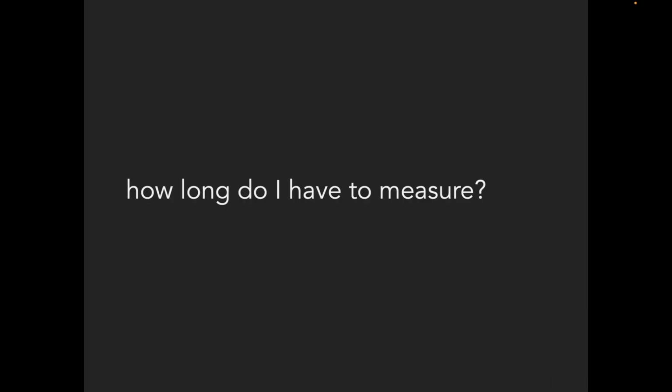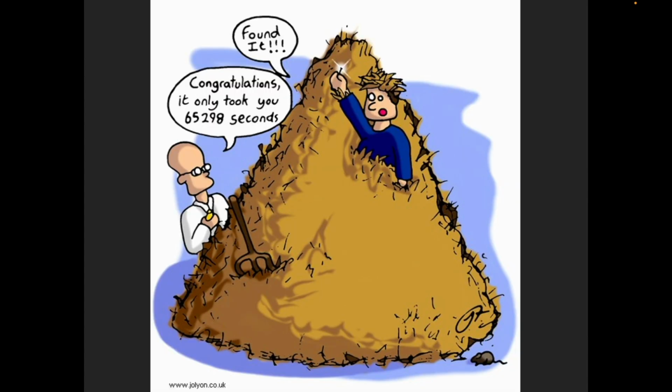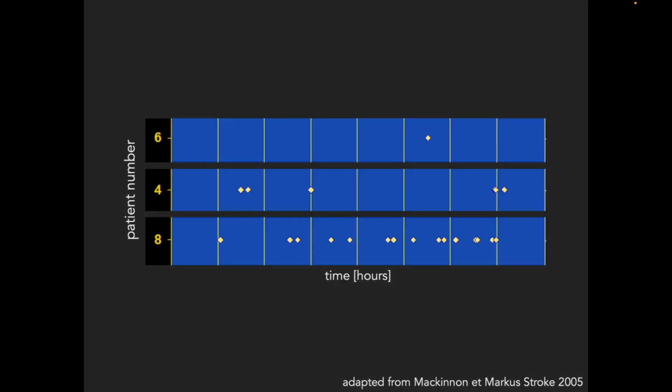Another question that often arises is, how long do we have to measure? The time we need to measure heavily depends on the incidence of microembolic signals. Very often this incidence can be pretty low. To make things even worse, the distribution of microembolic signals in time is not even.